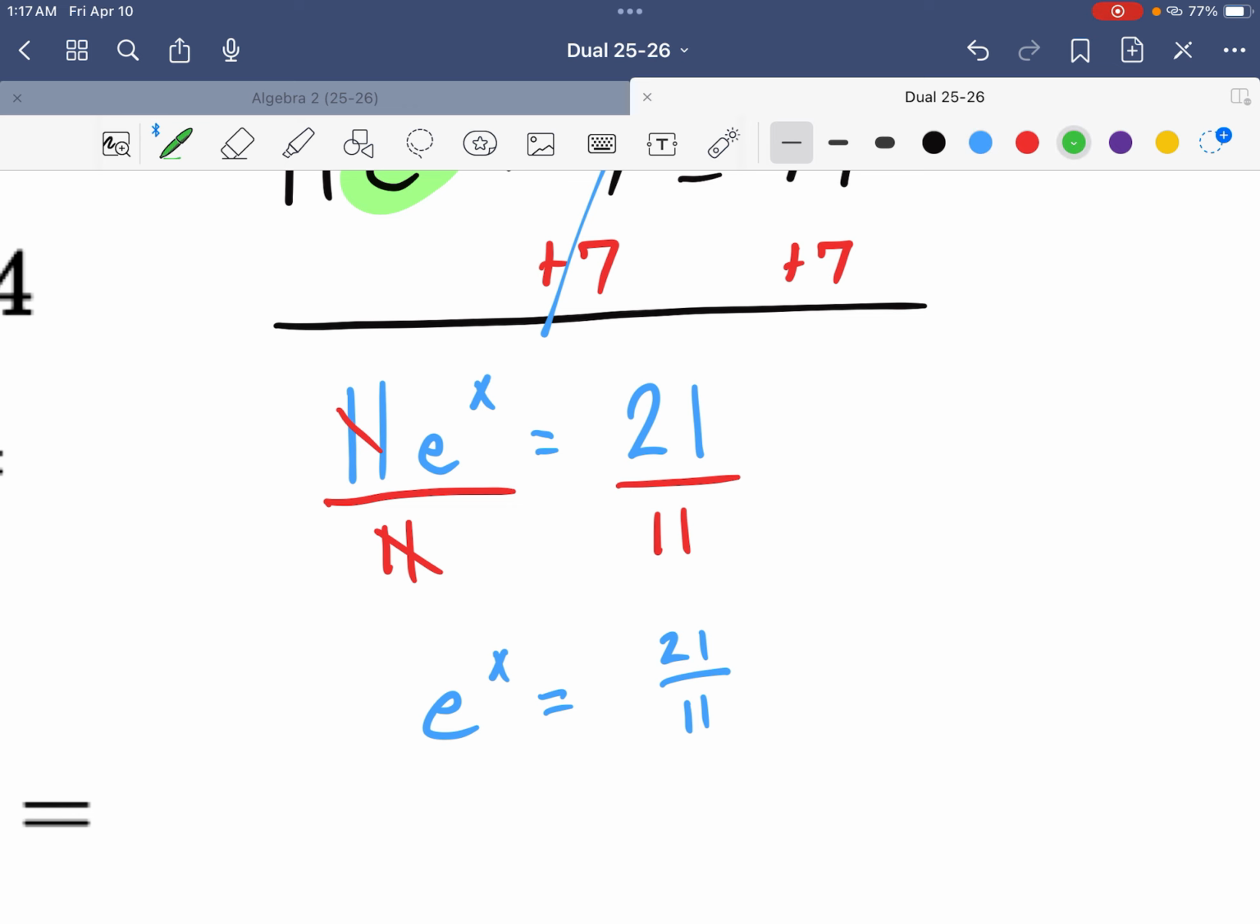And then now what? Now you're ready. I would like this x to fall down. You can only do that if you take the ln of both sides. Okay, and then this x is going to come over here, it's going to fall down.